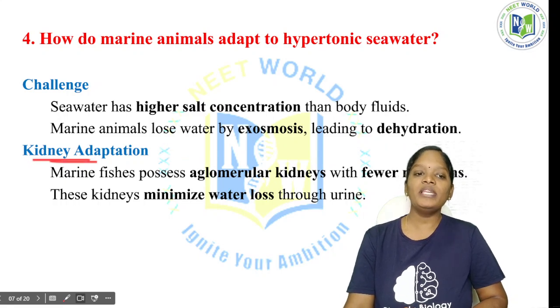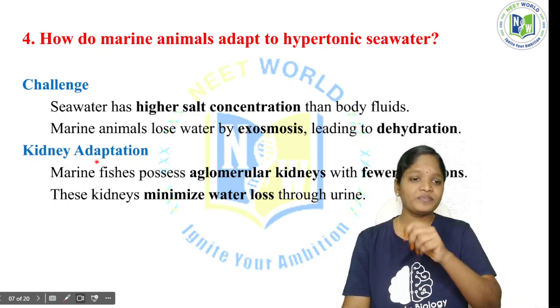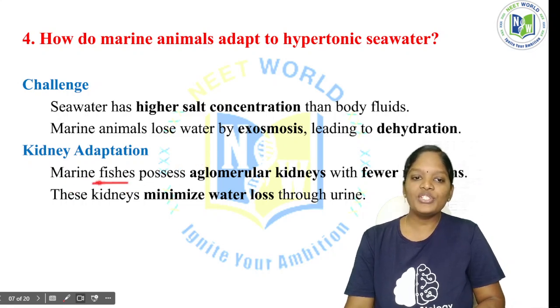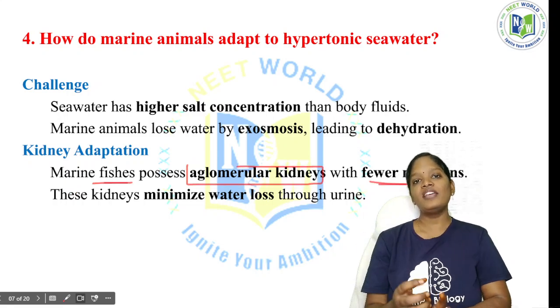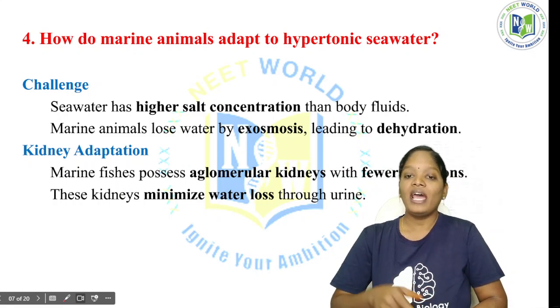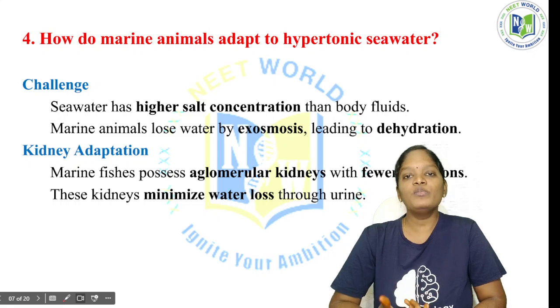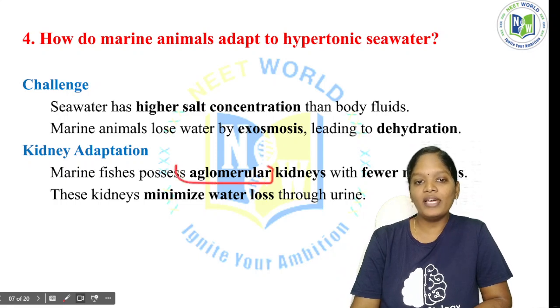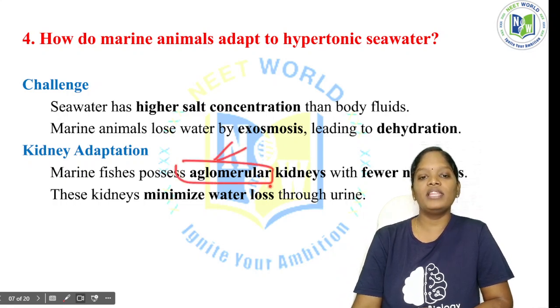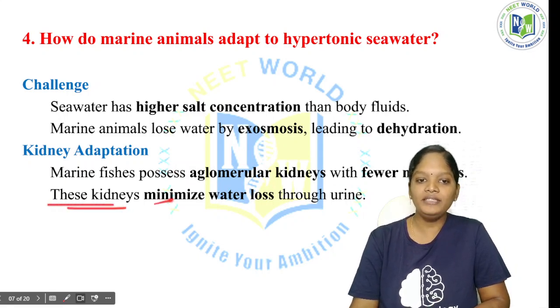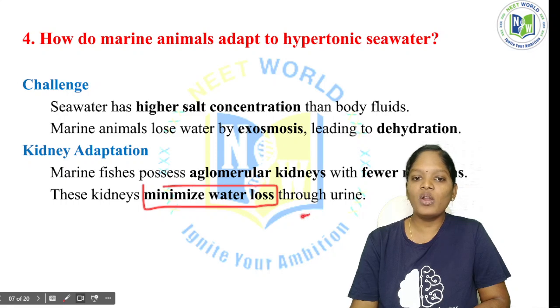So what will be the adaptation of the kidney? Here, how does the kidney get adapted to eliminate the water? Marine fishes possess an aglomerular kidney with fewer nephrons. Nephrons play a crucial role in reabsorbing water, so as the nephrons are very few, the reabsorption of water will also be less. There is no glomerulus, which is why we call it an aglomerular kidney with fewer nephrons. These kidneys minimize water loss through the urine.